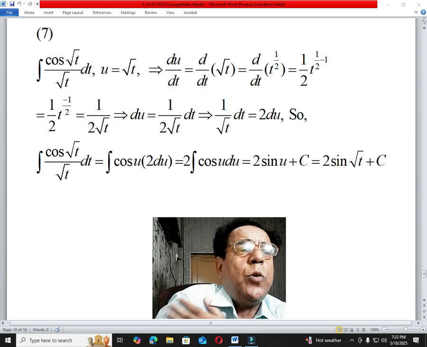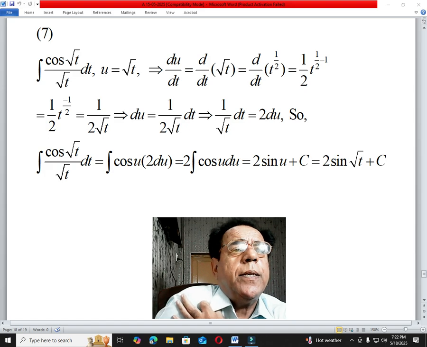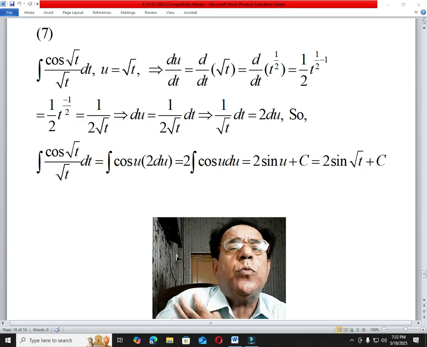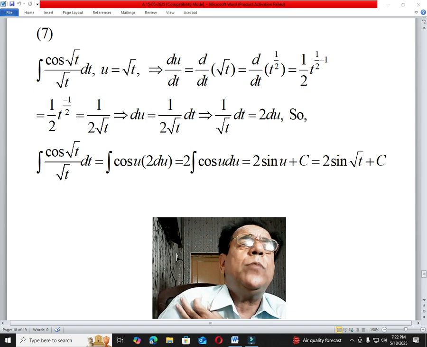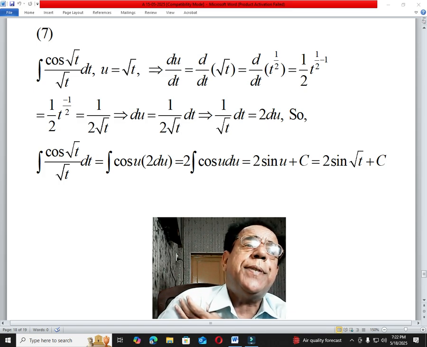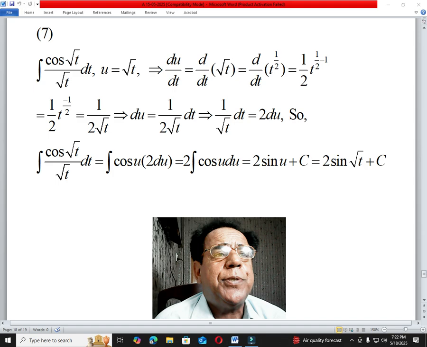Because dear students, in the problem statement, moreover this implies that 1 over square root of t into dt will be equal to 2 du, and we know that in the problem statement dt over square root of t appears. So in place of dt over square root of t, we will write 2 du, and in place of cos square root of t we will use cos u, because square root of t has been substituted by u.